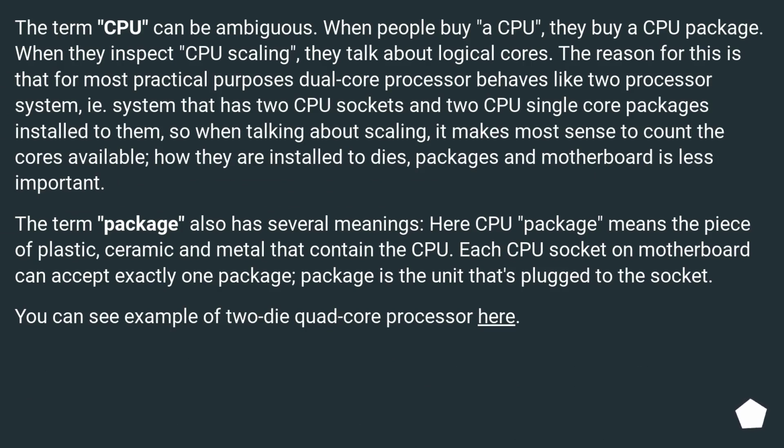The term CPU can be ambiguous. When people buy a CPU, they buy a CPU package. When they inspect CPU scaling, they talk about logical cores. The reason for this is that for most practical purposes dual-core processor behaves like 2-processor system, system that has 2 CPU sockets and 2 CPU single-core packages installed to them, so when talking about scaling, it makes most sense to count the cores available. How they are installed to dies, packages and motherboard is less important.